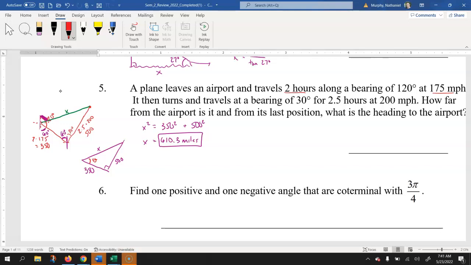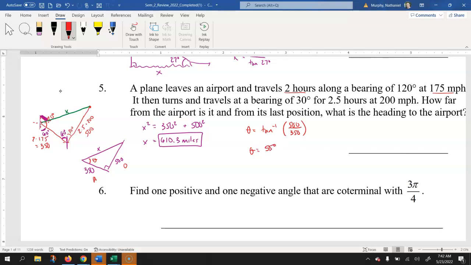And so this would be opposite. The 500 would be opposite. This would be adjacent. So again, we're going to use a tangent. So to find theta would be the inverse tangent of the opposite over adjacent. Again, making sure that my calculator is in degree mode. When I do that, I get 55 degrees.